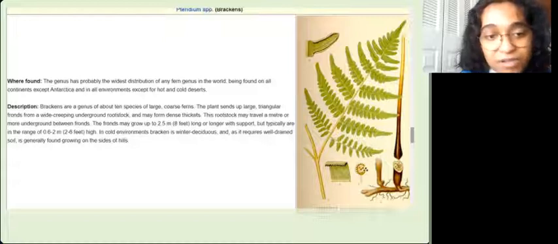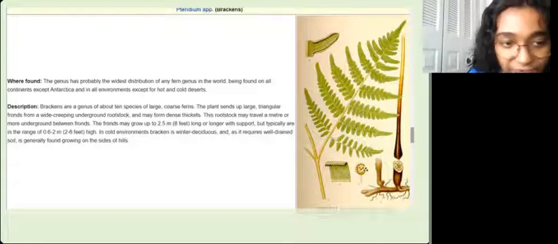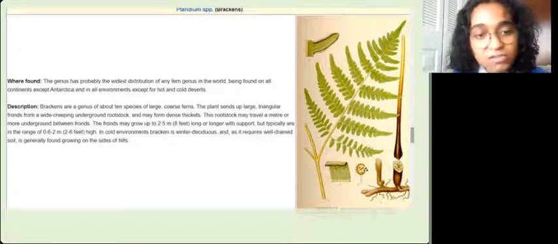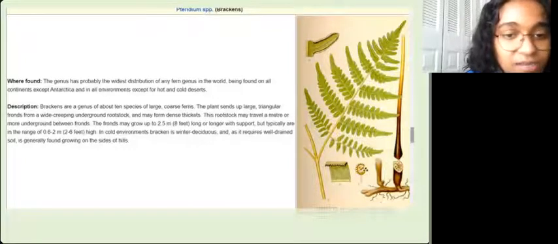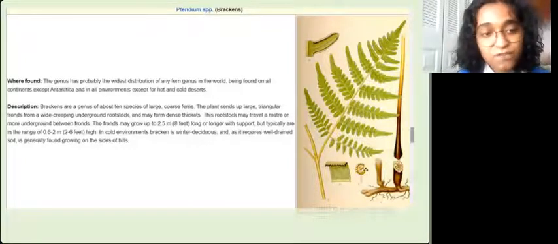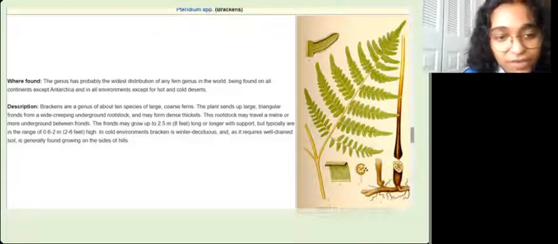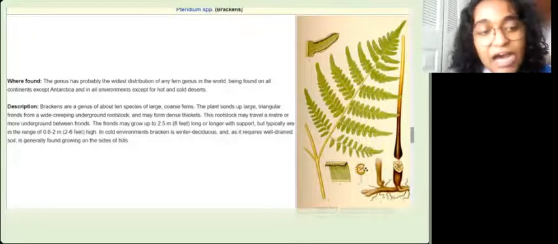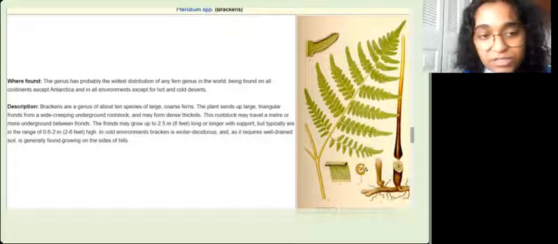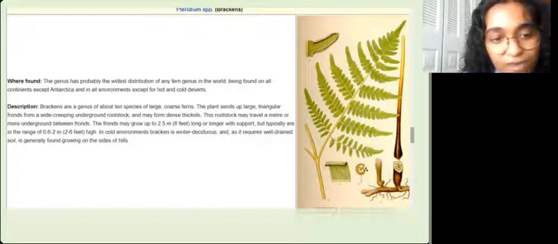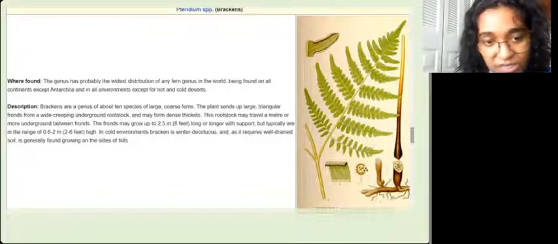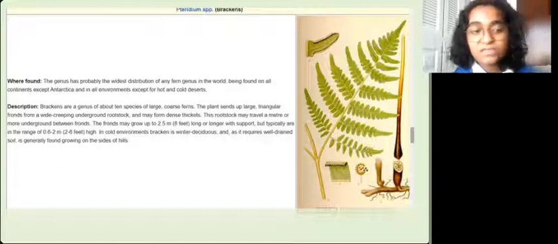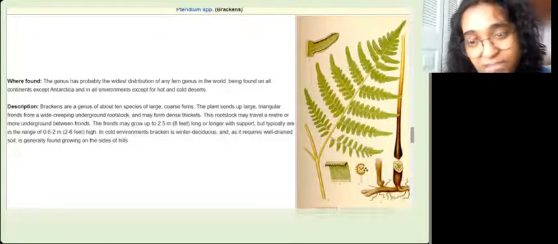The plant sends up a large triangular frond from a wide creeping underground rootstock and may form dense thickets. This rootstock may travel a meter or more underground between fronds. The fronds may grow up to 2.5 meters or 8 feet long with support, but typically are about 2 to 6 feet high. In cold environments, bracken is deciduous, and as it requires well-drained soil, it generally is found growing on sides of hills.